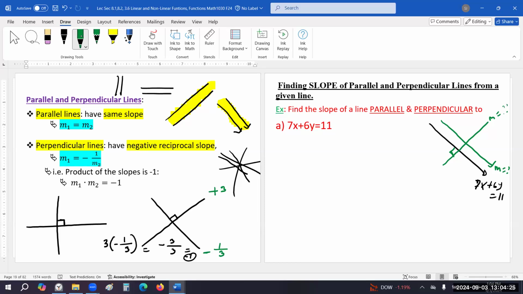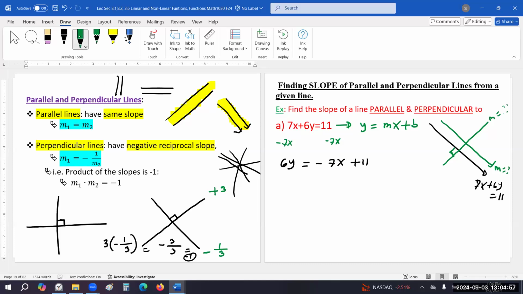Start from 7x on the left. You convert into y equals mx plus b format, because here we can see our slope. So anytime we don't see a slope, solve for y. When you solve for y, the number in front of x is the slope. So we subtract 7x. We get 6y is negative 7x plus 11.